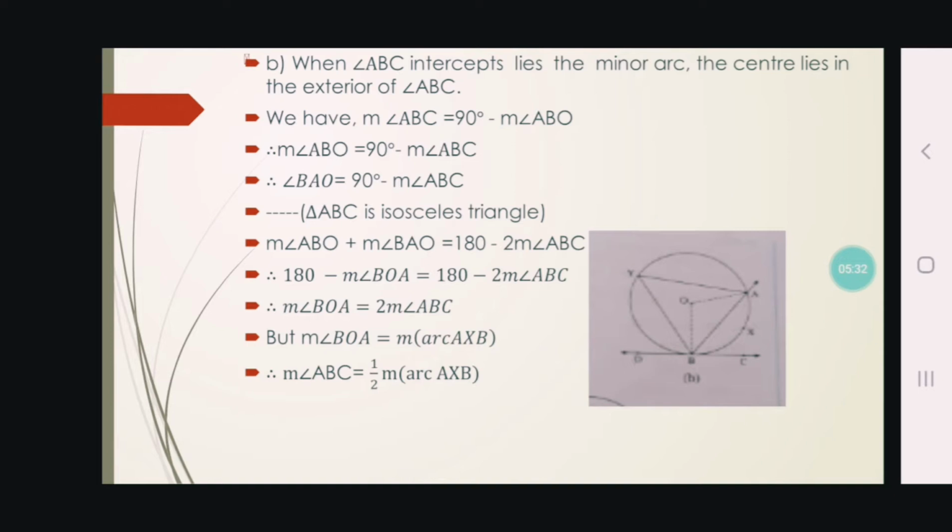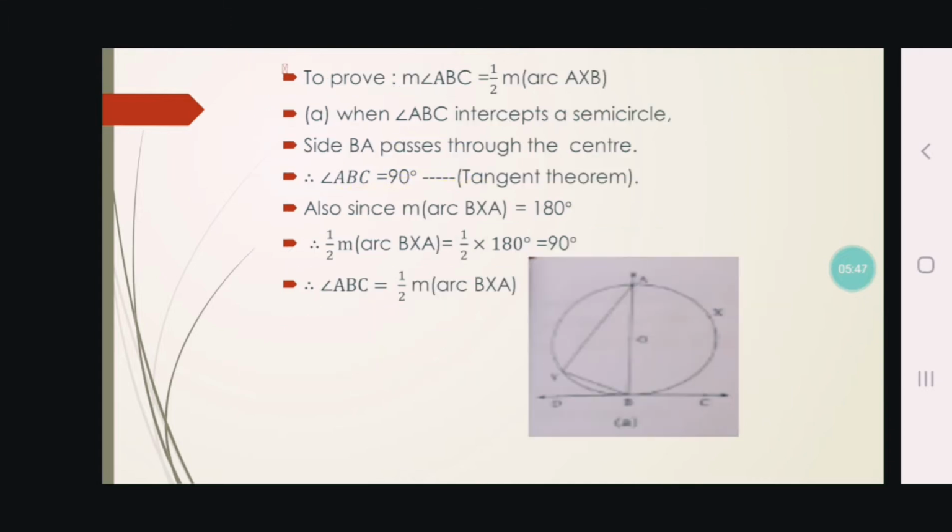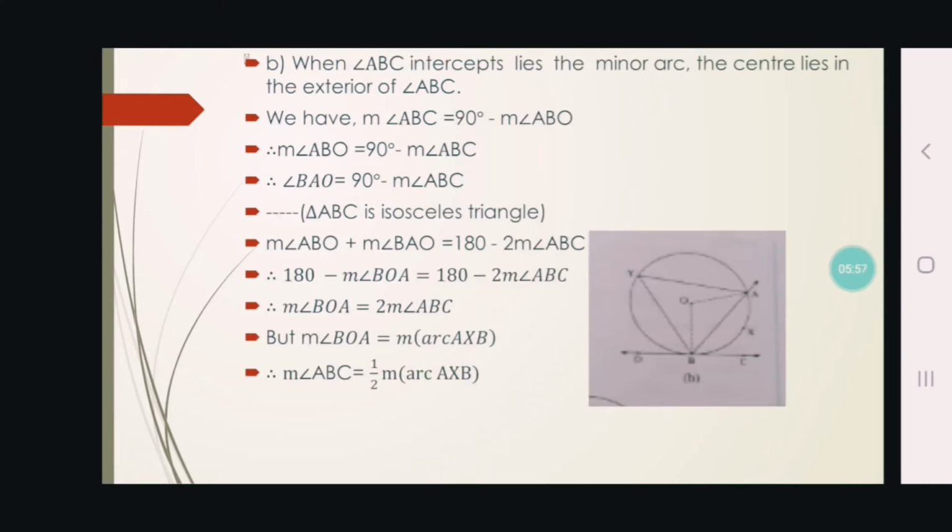So the sum of them will be equal to what? Angle ABO plus angle BAO will give me what? I'm adding these two equations, this one and this one. So it will be 180 minus 2 measure angle ABC. 90 plus 90 is 180, minus 2 times measure angle ABC, since minus of minus turns out to be plus, so it will be minus 2 times measure angle ABC. This part is clear.